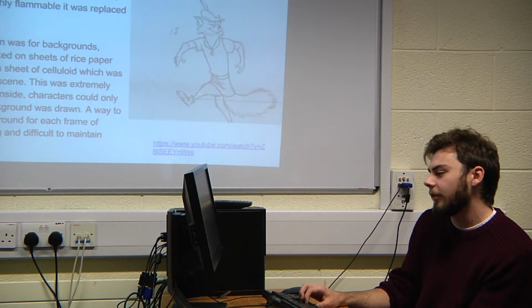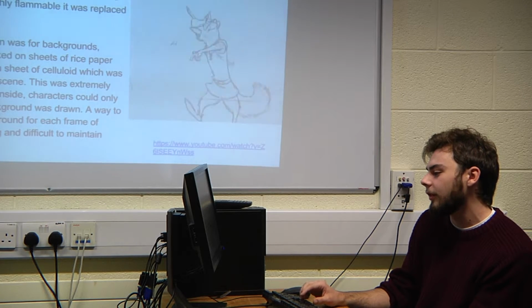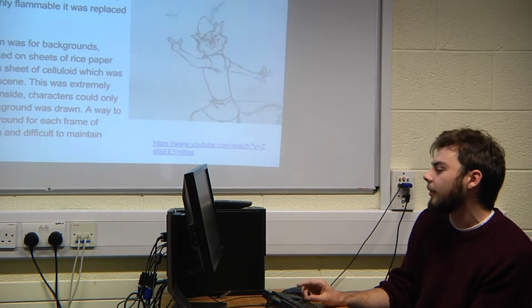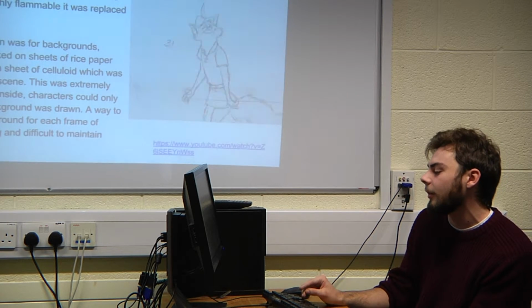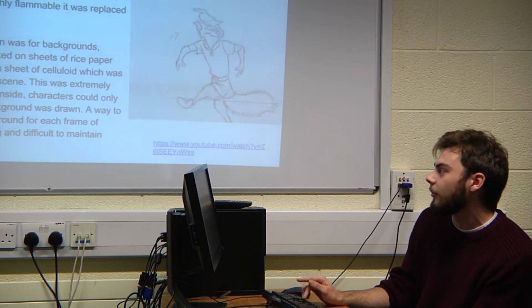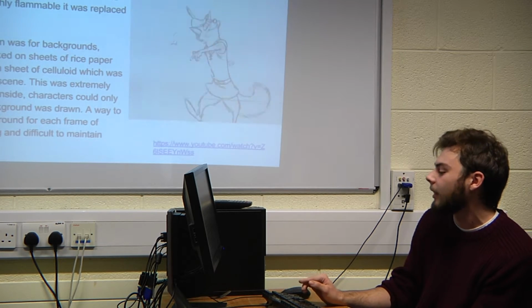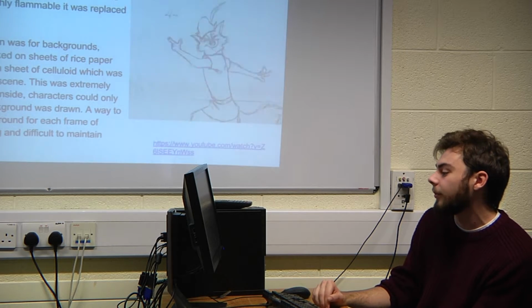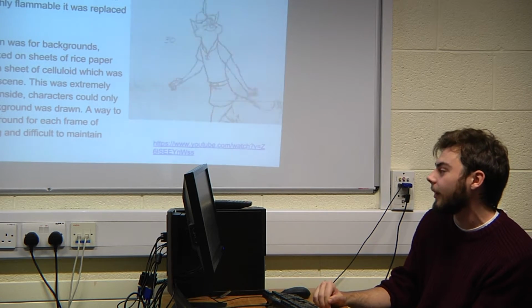The first use of celluloid cells in animation was for backgrounds. Originally, characters were drawn and inked on sheets of rice paper, and a static background was drawn on a sheet of celluloid which was laid over the animation to complete the scene. This was extremely cheap for its time, but had one big downside: characters could only move in an empty space where no background was drawn. The way to overcome this was to redraw the background for each frame, but this took a lot of time.